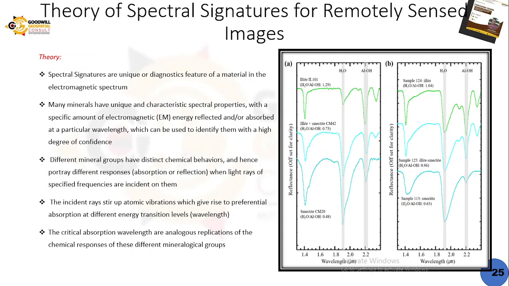So once the radiation coming is embedded with its right wavelength of operation, then the material is going to respond to that radiation. Many materials have unique spectral properties, with a significant amount of electromagnetic radiation reflected or absorbed at particular wavelengths, which can be used to identify them with a high degree of confidence. Different mineral groups have distinct chemical behaviors and hence portray distinct responses, either absorption or emission, or reflection, to the light rays or specified frequencies that are incident on them.